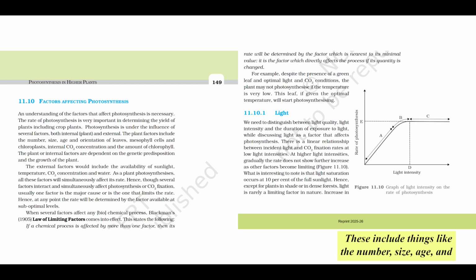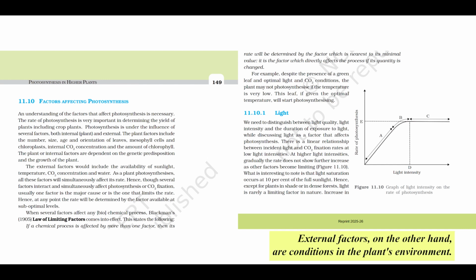These include things like the number, size, age, and orientation of its leaves. Are they positioned to catch light well? The quantity and efficiency of mesophyll cells and the chloroplasts within them, the internal concentration of CO2 within the leaf spaces, and of course the total amount of chlorophyll and other pigments present. These factors are largely determined by the plant's genetic makeup and its specific stage of growth and development.